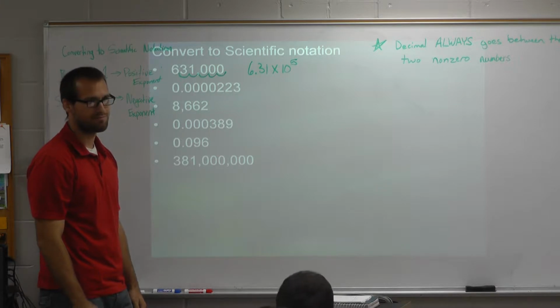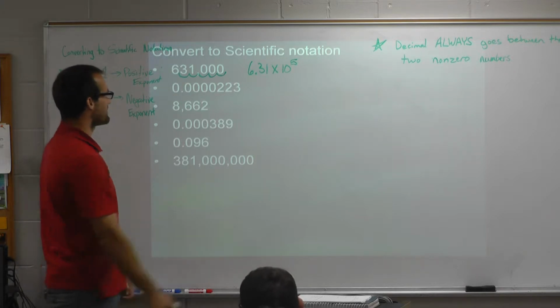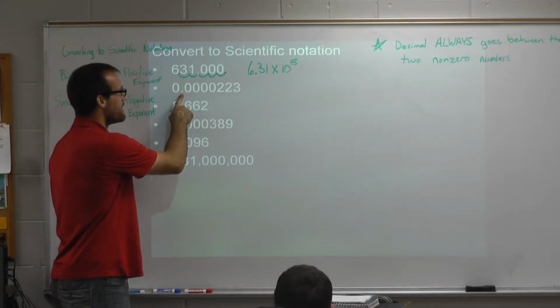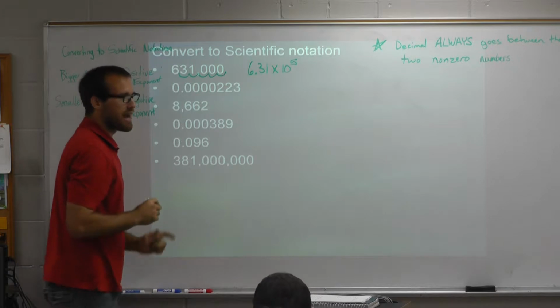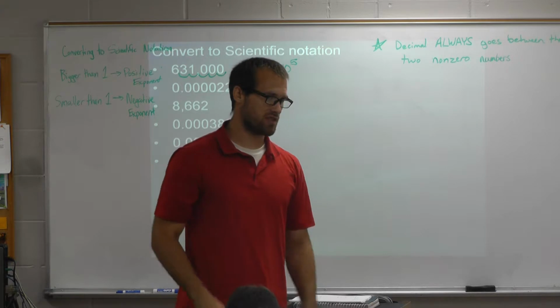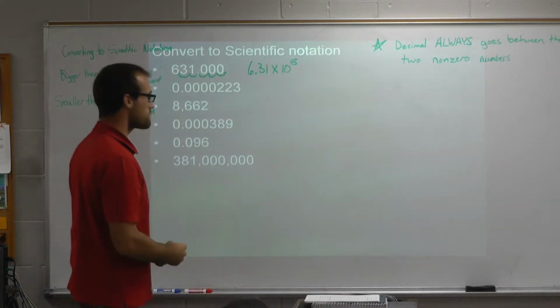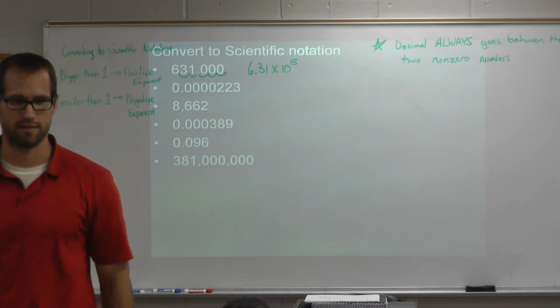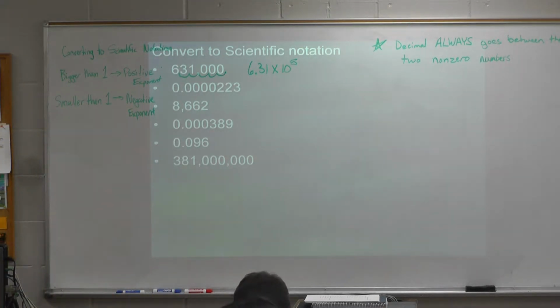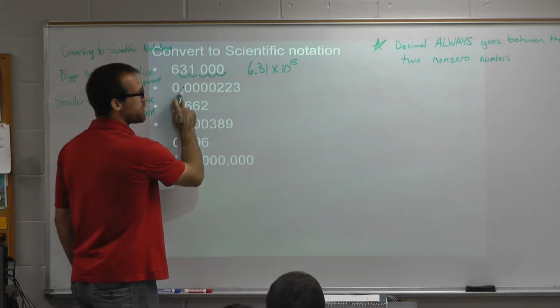That's simple. Let me do the next one, and then you can do the rest. Where's the decimal here? Right there. Are we moving in a different direction? Yes. I don't like saying if you move left, you do this, and if you move right, you do this. I think it's just bigger than 1 is positive, less than 1 is negative. Now, we're going to move this decimal to between the first two whole numbers.